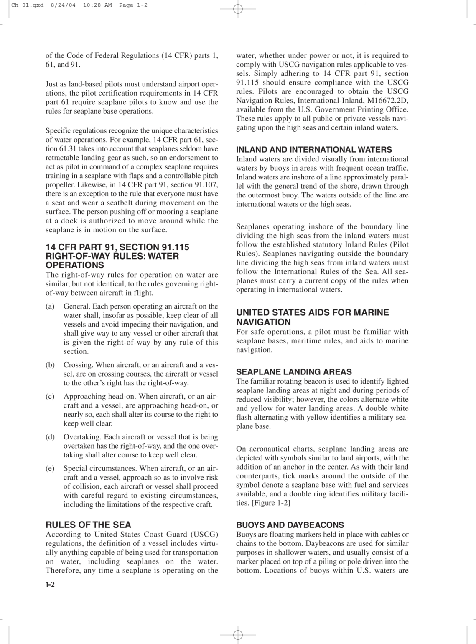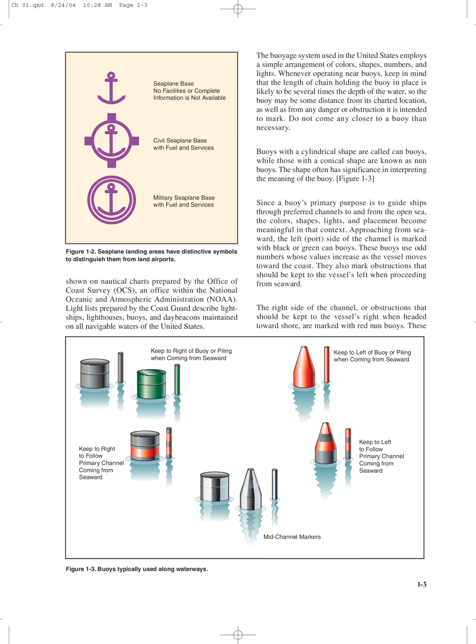Locations of buoys within U.S. waters are shown on nautical charts prepared by the Office of Coast Survey, OCS, an office within the National Oceanic and Atmospheric Administration, NOAA. Light lists prepared by the Coast Guard describe light ships, lighthouses, buoys, and day beacons maintained on all navigable waters of the United States. The buoyage system used in the United States employs a simple arrangement of colors, shapes, numbers, and lights.